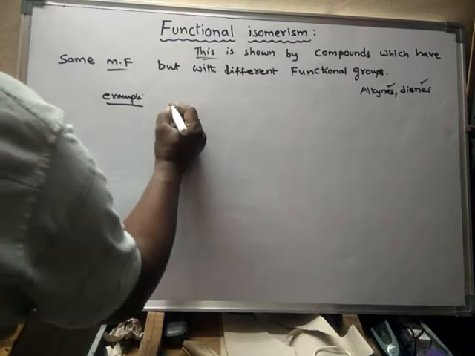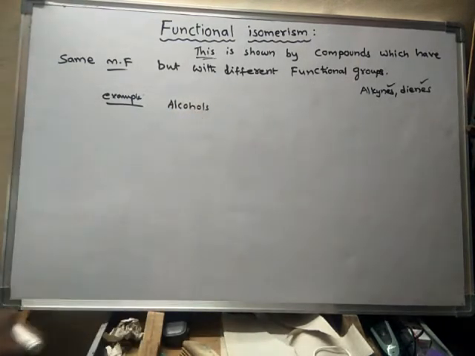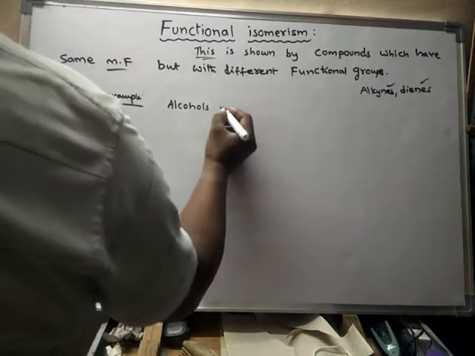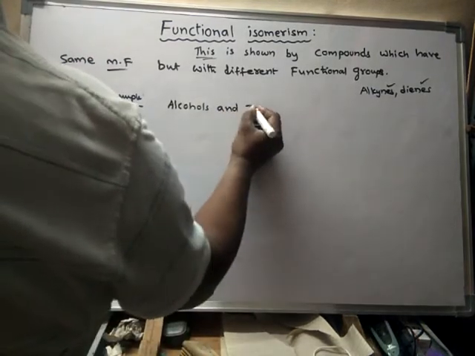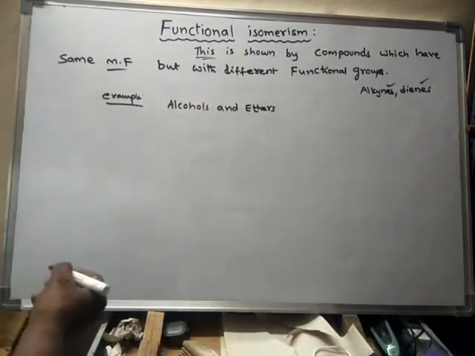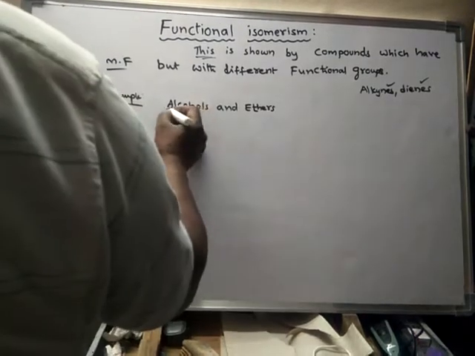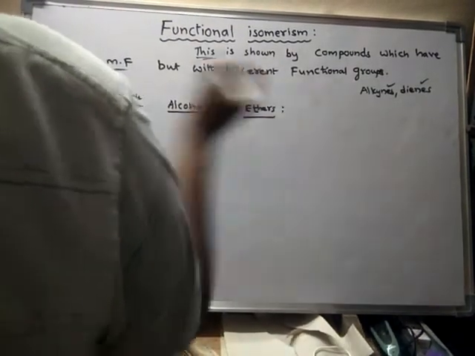Next example, alcohols and ethers. Alcohols and ethers are also functional isomers to each other.